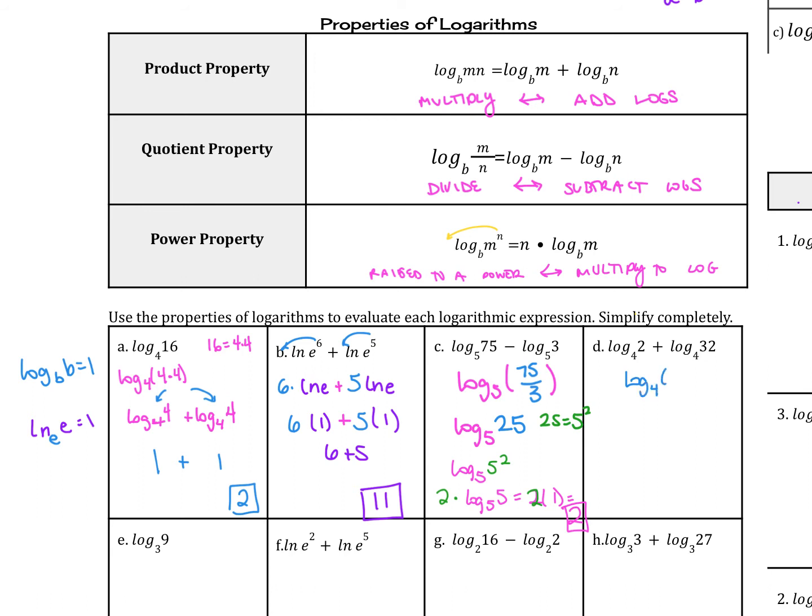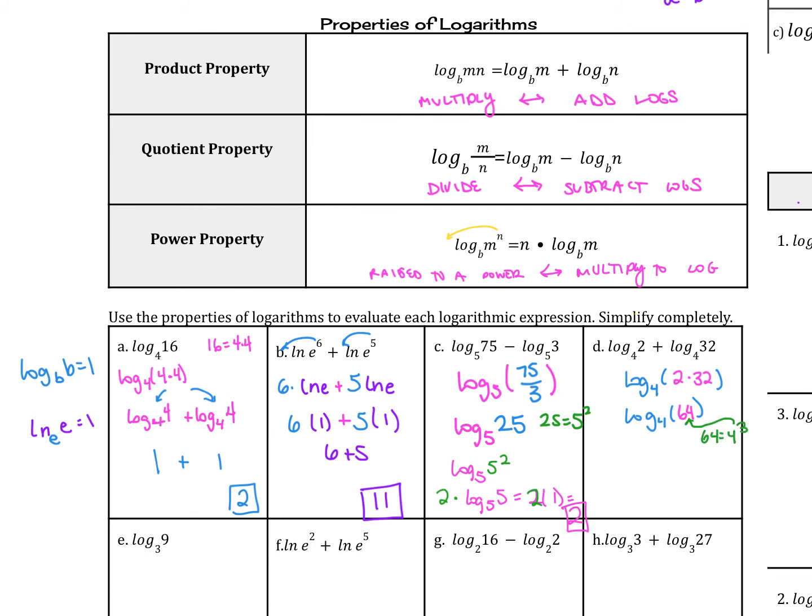And then we're going to multiply 2 times 32. So be very careful. It's not adding the numbers when you combine it. It's not 2 plus 32. It is 2 times 32 by using the properties of logarithms. So log base 4 of 2 times 32, which is 64. And 64 is related to 4, right? 64 we can rewrite as 4 to the 3rd power.